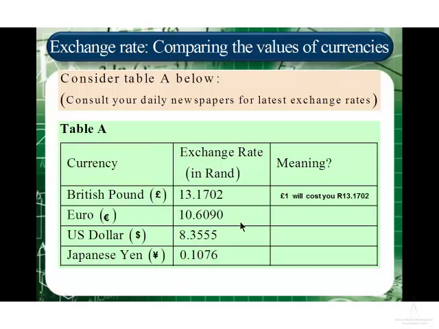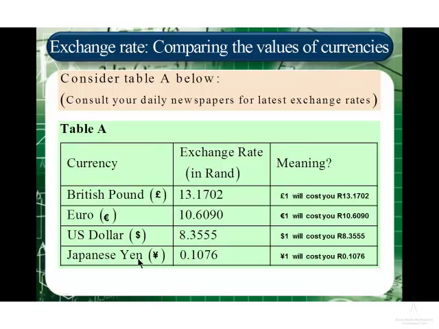But in this table, for example, we see that 10.609 rands will buy 1 euro. So that is the buying power of the euro expressed in rand terms. Also for the US dollar, 8.3555 rands will buy 1 US dollar. And 1 Japanese yen in this case will cost you 0.1076 rand. So that is just expressing the values of the 4 foreign currencies, as listed, in rand terms.